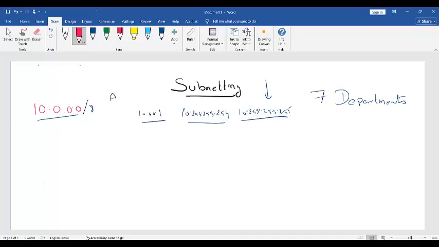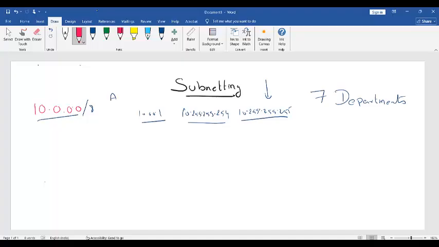Thirdly, it will increase the efficiency of a network by reducing the unnecessary flooding of data. I repeat, subnetting will improve the efficiency of your network by reducing the unnecessary flooding of data. What do I mean by that?